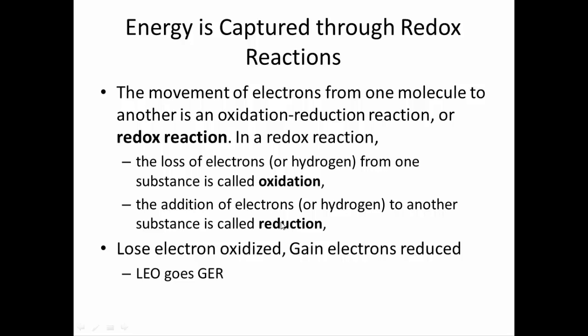So again, we have movement of electrons. When you lose those electrons, or they move away from you, we call it oxidation. When they move towards you or you gain them, we call that a reduction. An easy way to remember this is through this little phrase right here. LEO goes GER: lose electrons oxidized, gain electrons reduced.